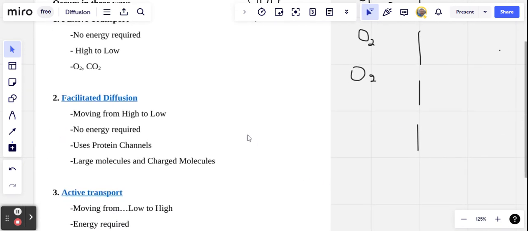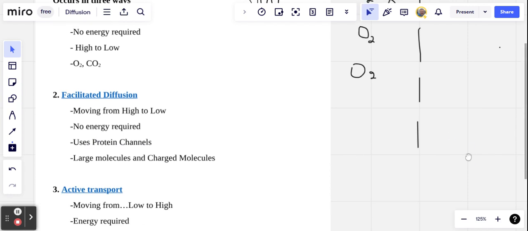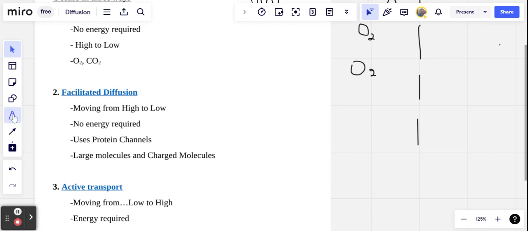Okay. And then if we're talking about the next type, it's facilitated diffusion or facilitated transport. Again, it's still moving from high to low, does not require energy, but it uses protein channels. So let me go back here. Maybe I'll just draw you a picture here.